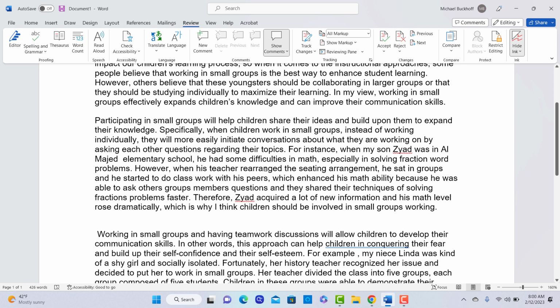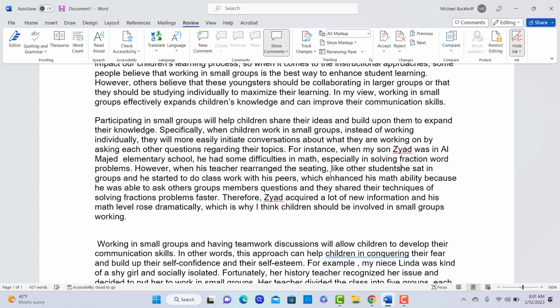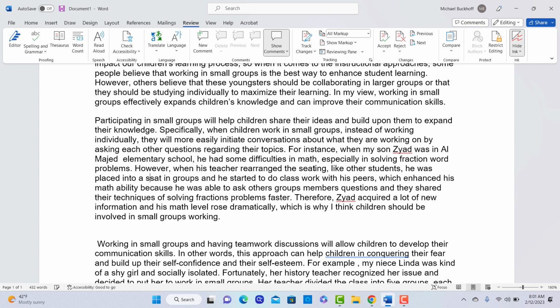However, when his teacher rearranged his seating, I don't think you have to say, when the teacher rearranged the seating. How about: when the teacher rearranged the seating, like other students, he was placed into a small group.